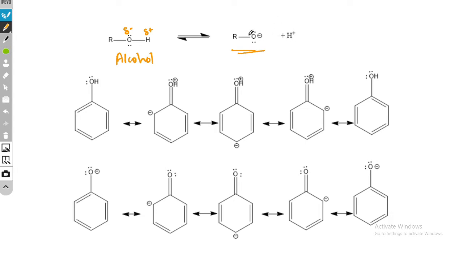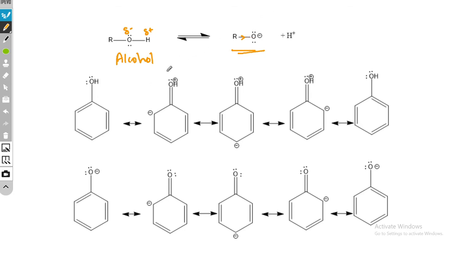Here you can see that the group attached to this negatively charged oxygen is R, which is an electron donating group. So it actually destabilizes the negative charge. Stability is when the negative charge, or any charge, is dispersed and not concentrated on a single atom. So here there is no dispersion of charge. Here there is only a slight increase in charge due to this electron donating group. So the stability of this will be very low.